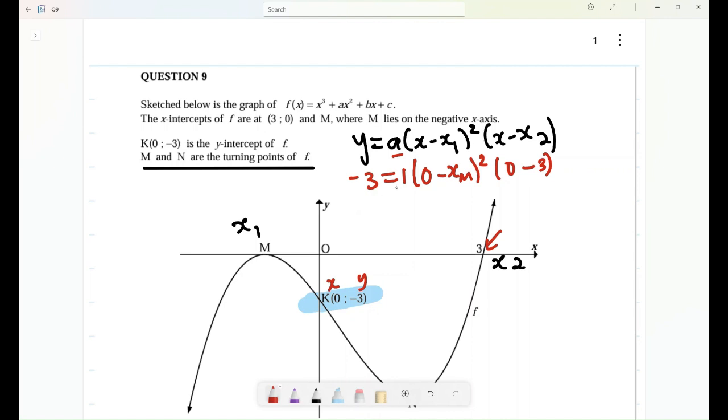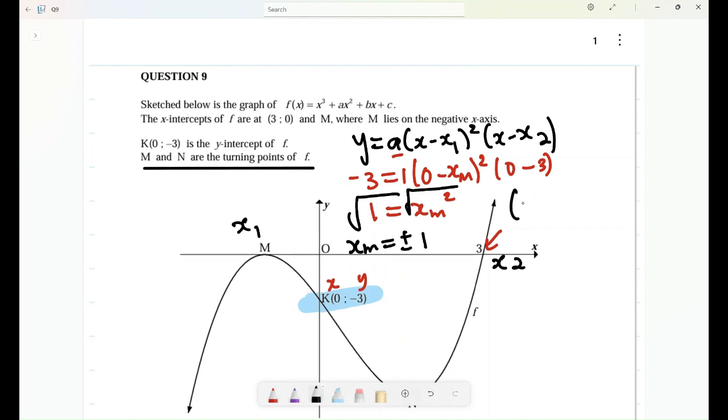Then I divide by negative 3 on both sides. It's going to be 1, equal to this multiplied by this, which is the same as xm to the power of 2. You agree with me? It's going to be xm squared. All right. Then I can take a square root on both sides. When I do so, I get that xm is equal to plus or minus what? 1. Remember, everything that comes out of a square root is either positive or negative.